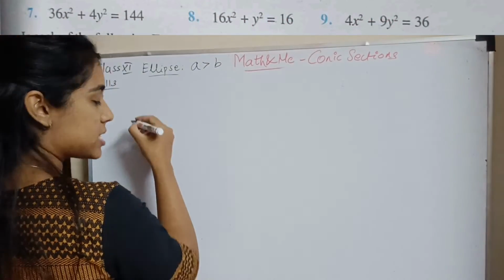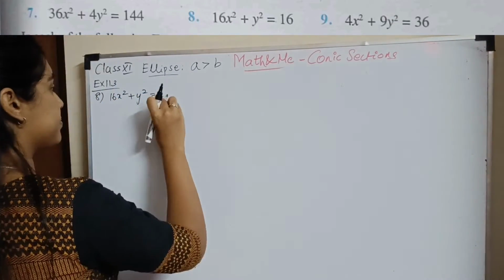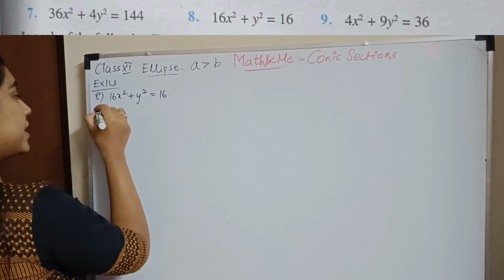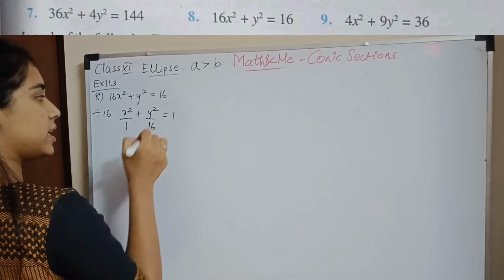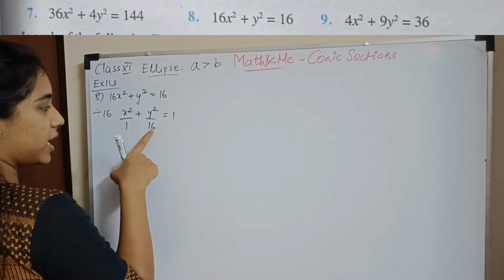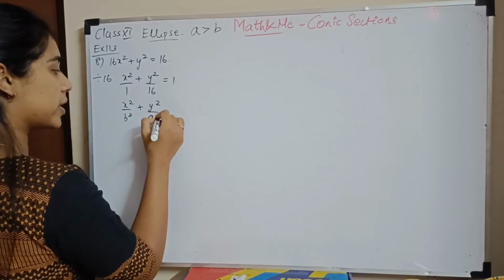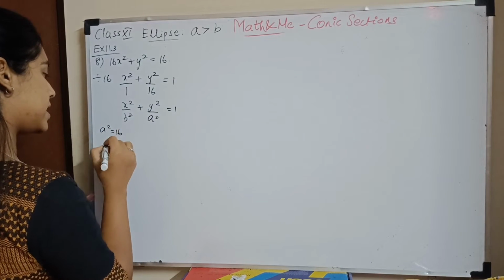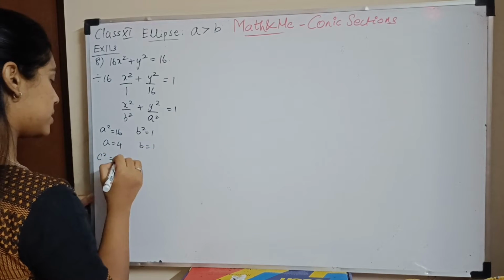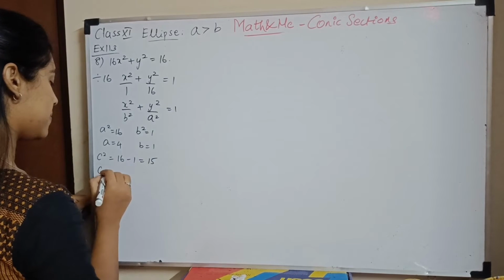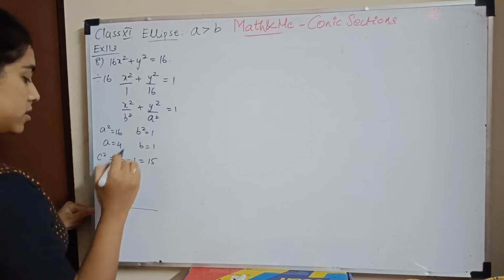Question number 8. 16x square plus y square equals 16. So dividing the whole equation by 16, I have x square by 1 plus y square by 16 equals 1. a square is greater than b square. So what is the general equation? x square by b square plus y square by a square equals 1. So a square is 16, so a is 4. b square is 1, so b is 1. So c square equals a square minus b square, which is 15. c equals root 15. So how does my ellipse look? It is along the y-axis.